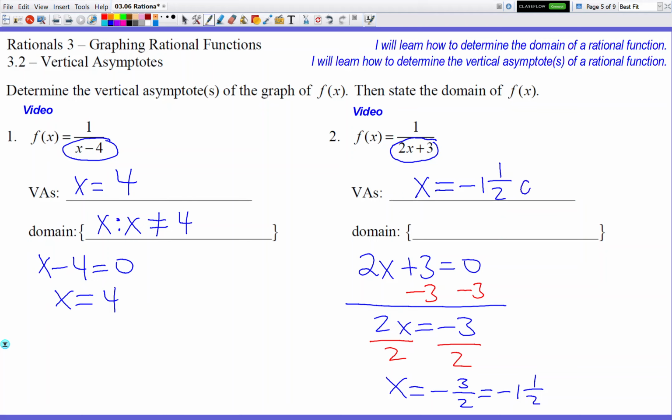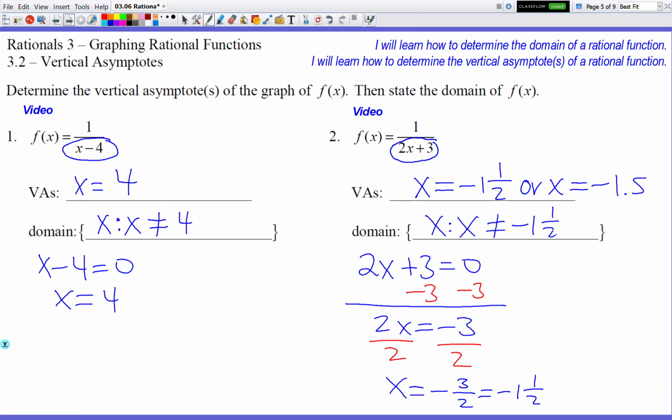So you can write it like this also. So you can write x equals 1.5. That's fine also. Negative 1.5 rather. So both are fine. Okay, and when you put domain, you go x colon x, and if you want to put the mixed number, you can put mixed number. If you want to put decimal, you can put decimal. It doesn't matter to me. Okay. All right, so there's number 2.